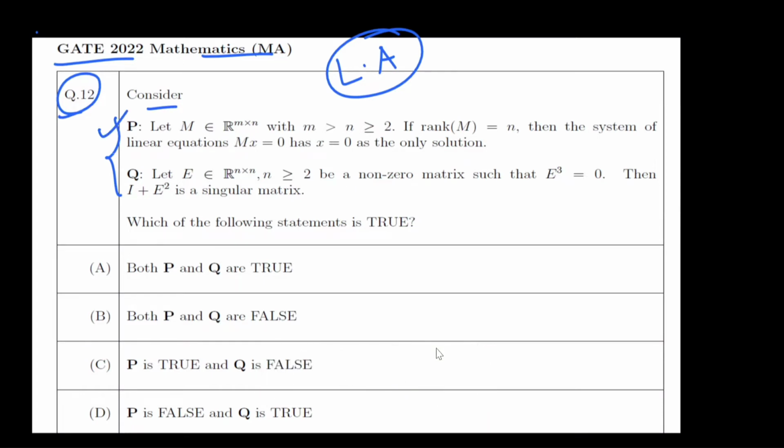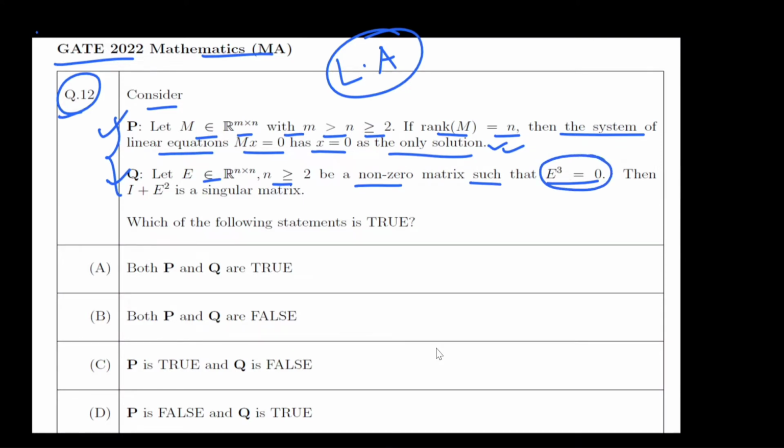So the statement P is: let M belong to R^(m×n) with m greater than n greater than or equal to 2. If the rank of M equals n, then the system of linear equations Mx = 0 has x = 0 as the only solution. And the statement Q says: let E belong to R^(n×n), n greater than or equal to 2, be a non-zero matrix such that E^3 = 0, that is, E is a nilpotent matrix of index 3. Then I plus E squared is a singular matrix.